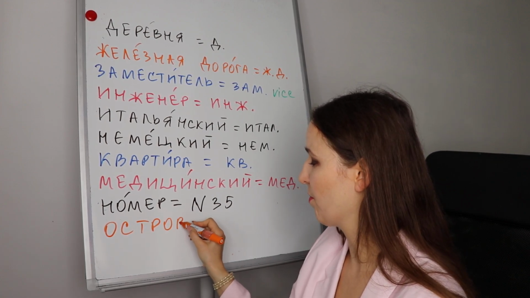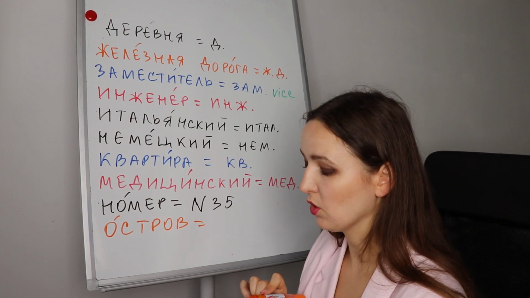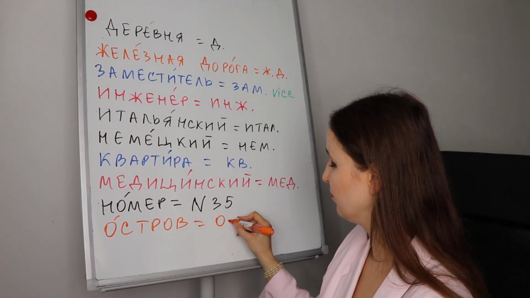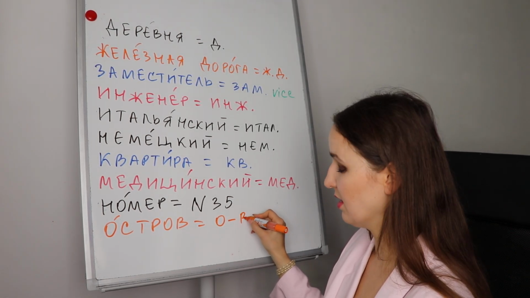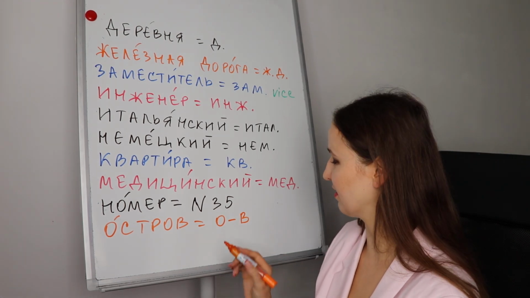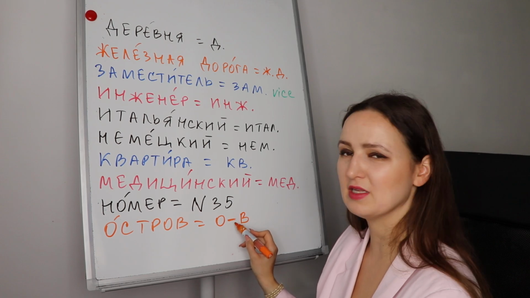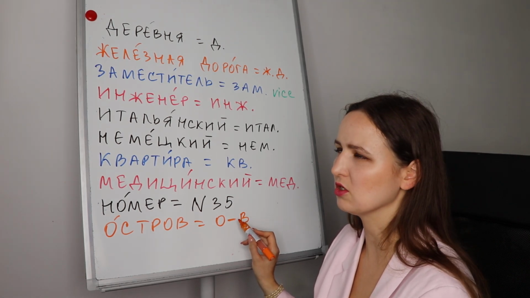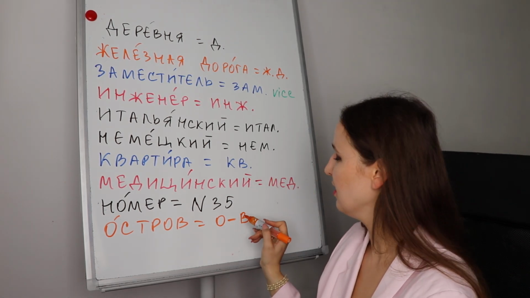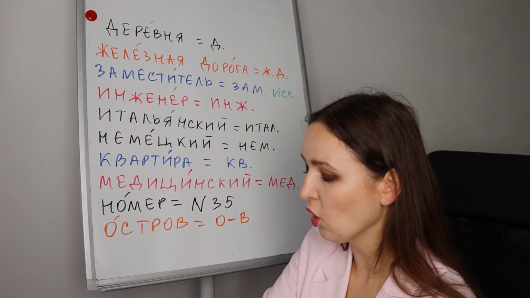Дальше. Остров, an island. Остров. You will see it abbreviated as O and V. Остров. Interesting, right? O, this dash, is it dash? No, not dash. Minus, and V. Остров.